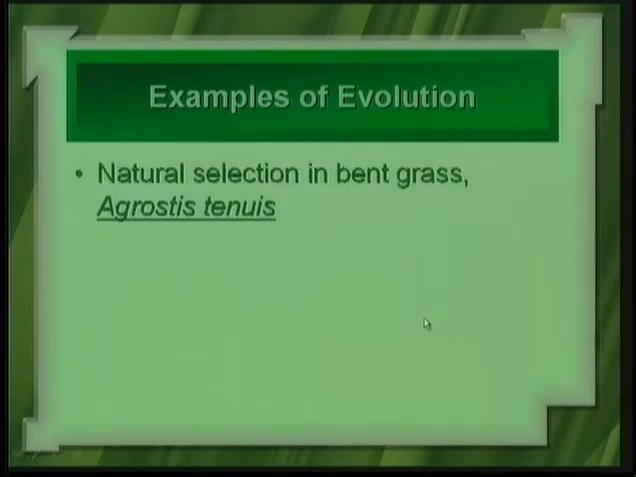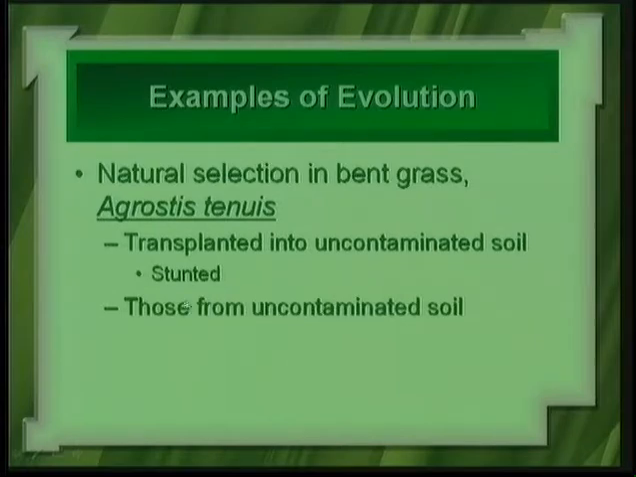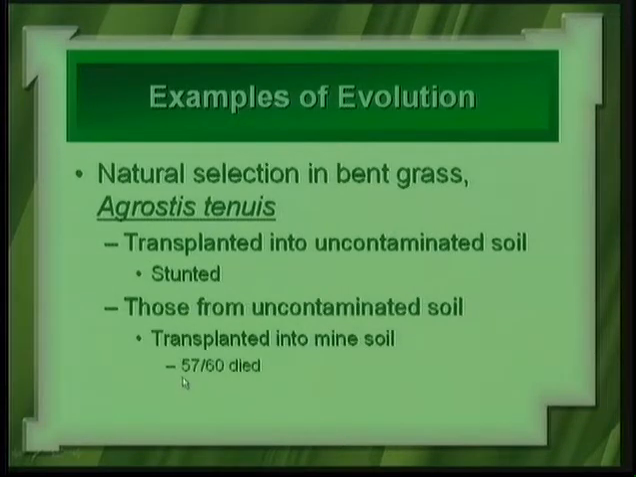I second that motion. All right, so what happened is that they got some of this agrostis transplanted into uncontaminated soil. Some of the ones that were growing in the contaminated soil were transplanted into uncontaminated soil and were stunted. They were actually adapted for growing in lead and other heavy metal soil. They also got some of this agrostis from uncontaminated soil, growing naturally there, and transplanted it into soil near the mines. Of those, 57 out of the 60 plants died, only 3 survived.